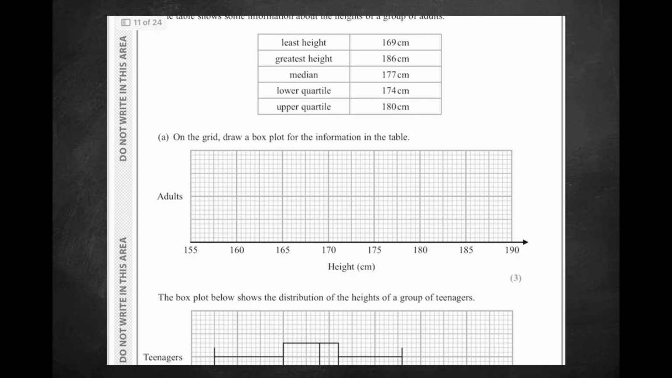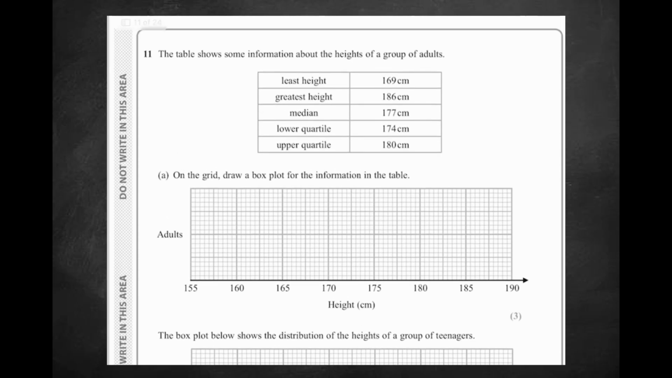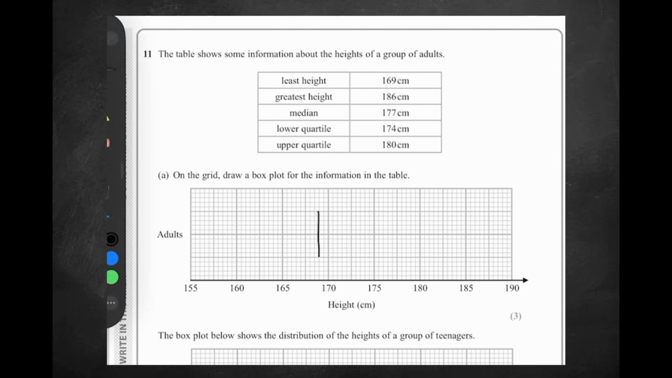Question 11. The table shows some information about the heights of a group of adults. On the grid, draw a box plot for the information in the table. So our smallest is 169 centimeters, so it looks like each square here is going to be 0.5, as there's 10 squares between 165 and 170. So I'm going to start by doing 2 squares from 170 to signify 169.